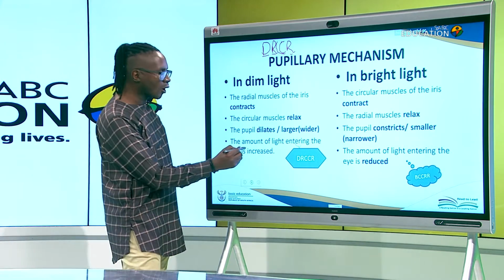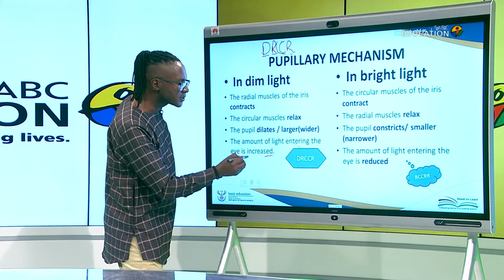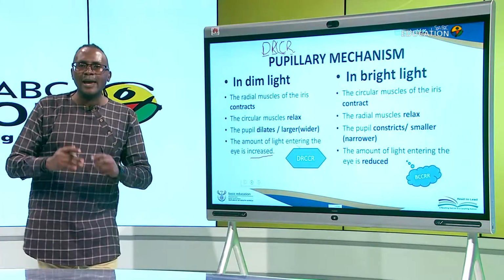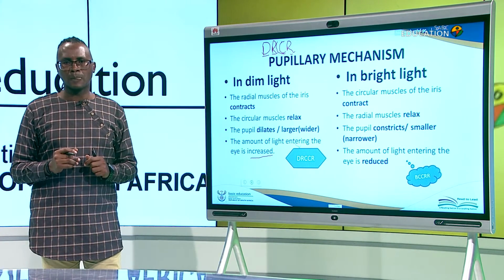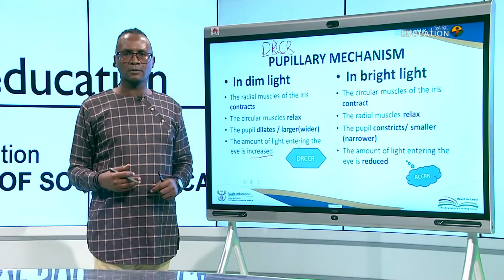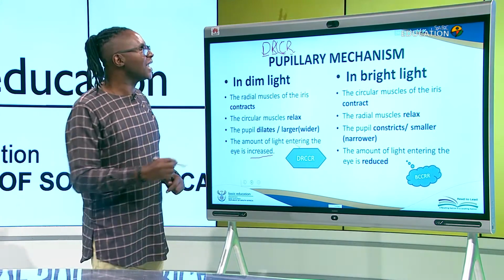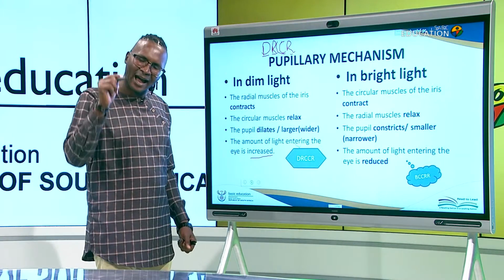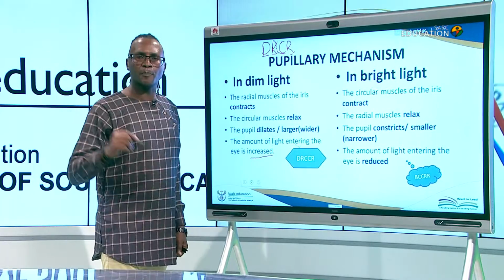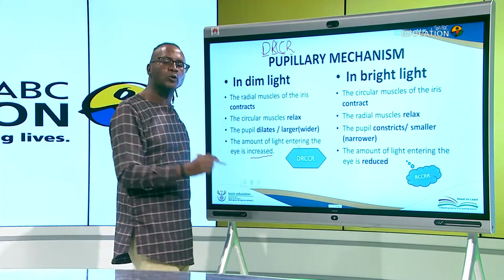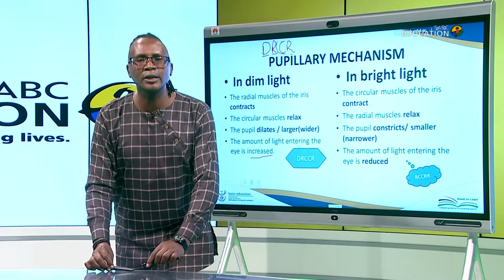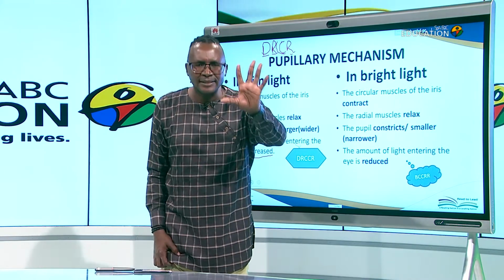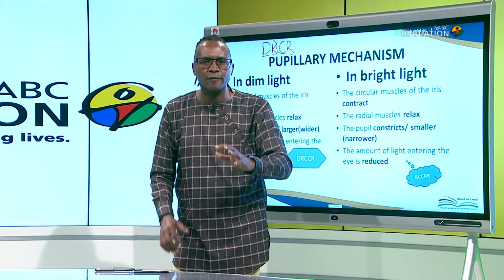Then the amount of light entering the eye will increase because the pupil has dilated. It became wider because you are looking for light in the night. So with the pupillary mechanism, you control the amount of light that enters the eye. It's the process of controlling the amount of light that enters the eye. So it's 2 scenarios, grade 12s. What happens during the night? During the night, we don't have light.